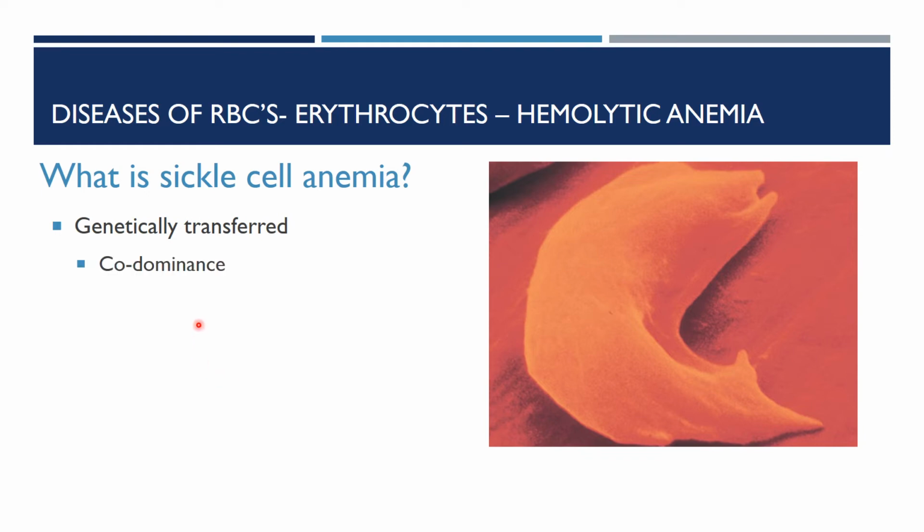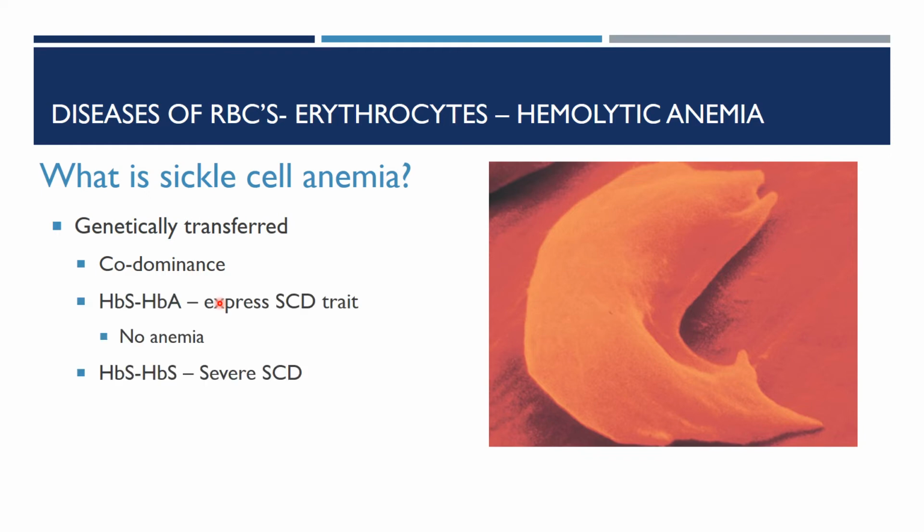We see that sickle cell anemia is a co-dominant trait, so the mutated form is dominant, but so is the normal form, the alpha and beta hemoglobin types. So we have two different hemoglobins. We have hemoglobin S and hemoglobin A, and this would be considered heterozygous because we have two different alleles coding for really the same trait.